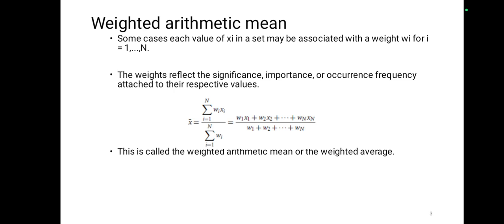The formula is x bar equals the weight, the importance which you are giving, for example the credit. So w1 into x1, where x1 is the data, plus w2 into x2, and so on. So w1, w2, up to wn represent the weights which reflect the significance, importance, or the frequency of occurrence. And x1, x2 are as usual your data, divided by the sum of the weights present in your data. This is called the weighted arithmetic mean or the weighted average. This is why we choose the weighted arithmetic mean.